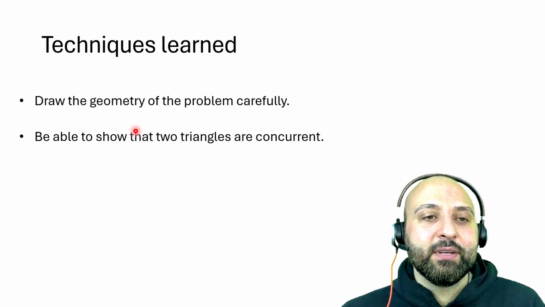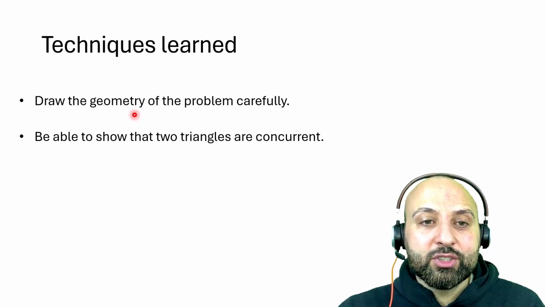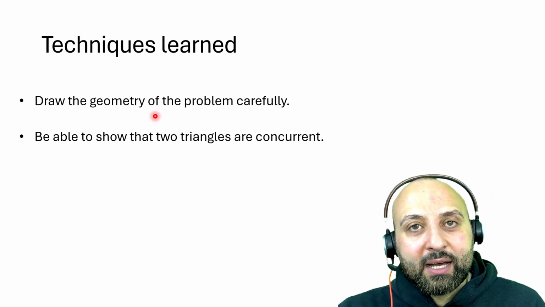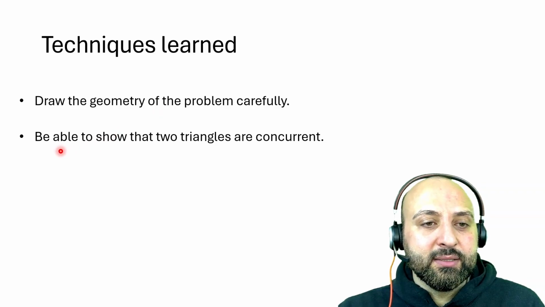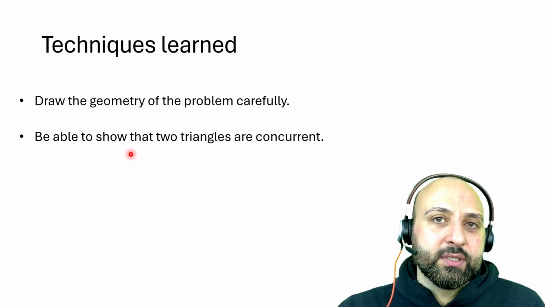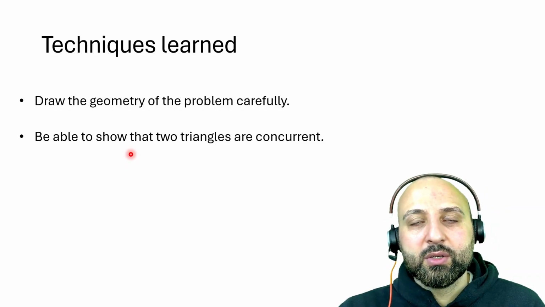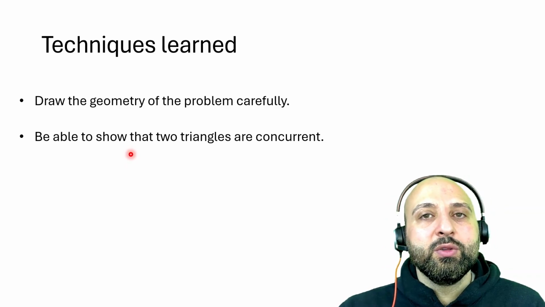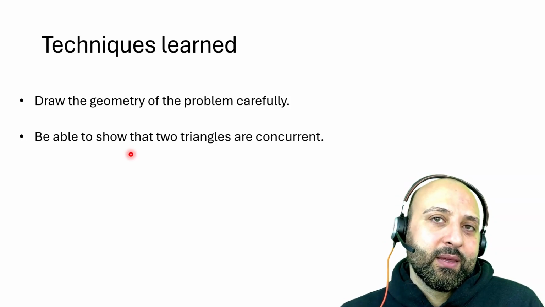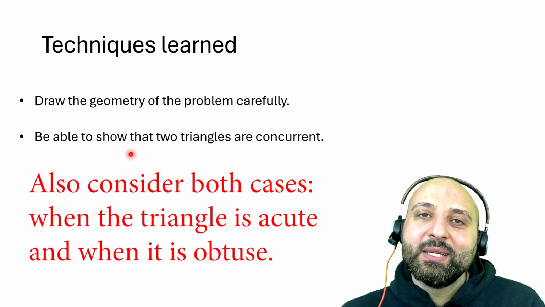So let's see what we have learned. First of all, you have to draw the geometry of the problem very carefully. And after that, you try to analyze the exercise. Be able to show that two triangles are congruent. There are several scenarios where two triangles will become congruent. You should know all those scenarios and be able to apply them and use them in your exercise.